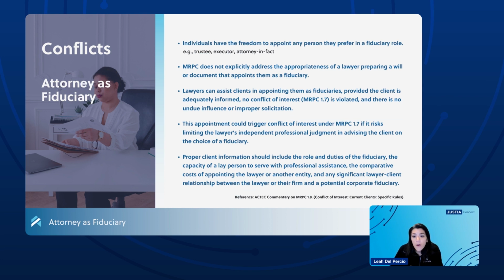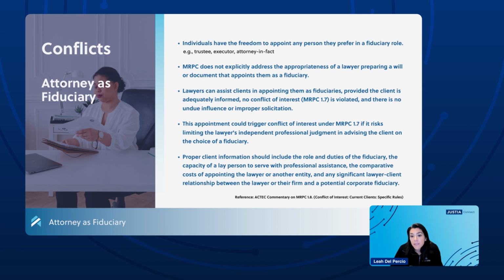Other things to note, individuals have the freedom to appoint any person they prefer in a fiduciary role, which means, yes, you can absolutely act as a trustee, an executor, attorney-in-fact. And so many of us do. And frankly, it's a service we do for many of our clients that we don't want to do, but we have to because we're in a position of trust with them.